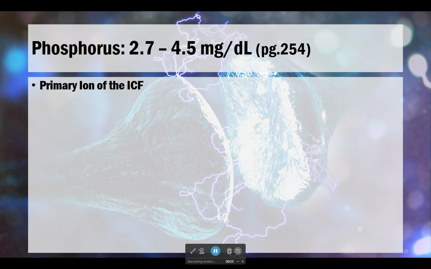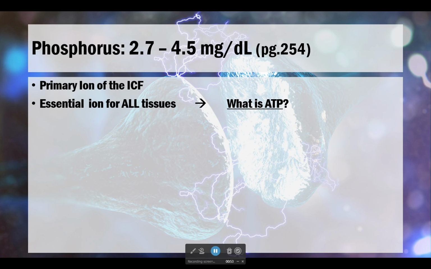Some high points here about phosphorus. Phosphorus is the primary ion of the intracellular fluid. And as we talk about the concepts mentioned next, this will come back and be reinforced by something you kind of already know. You will remember that the ion that's essential for all cells, you may not remember this immediately off the top of your head, but for all cellular energy exchanges, phosphorus is the key.